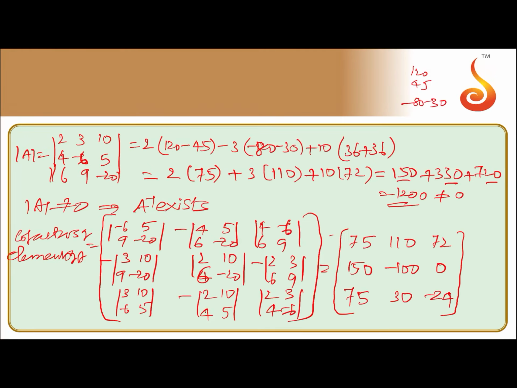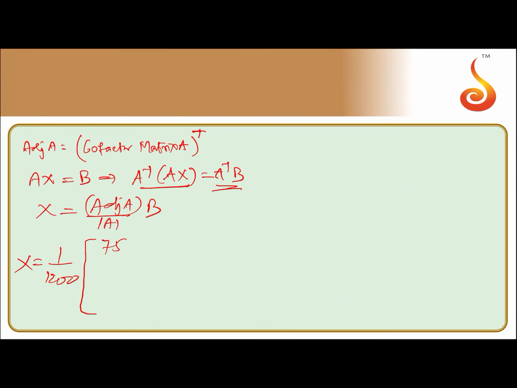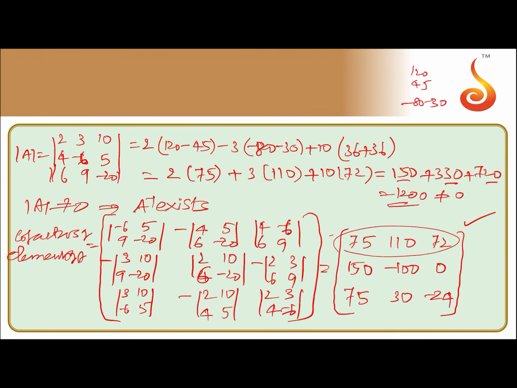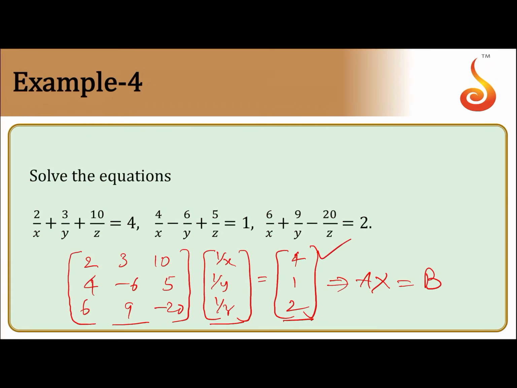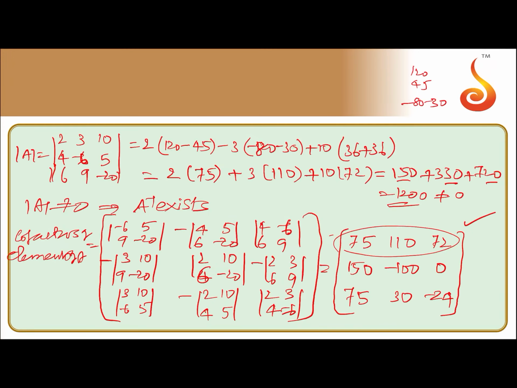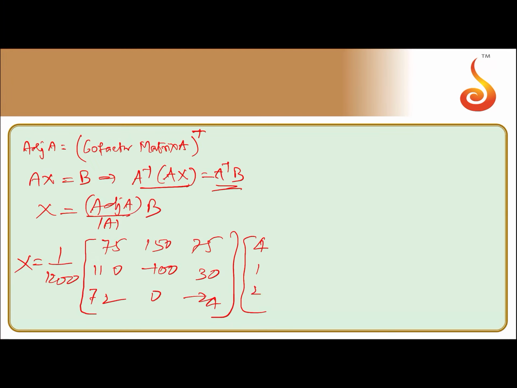Multiply by the adjoint of the matrix, which is the transpose of this matrix. Row wise, if I take 75, 110, 72. Second row 150, minus 100 and 0. And the third row 75, 30, minus 24. Yes, of course, these are the values, and multiply by the B matrix. So what is the B matrix here? This one, the column matrix 4, 1, 2.